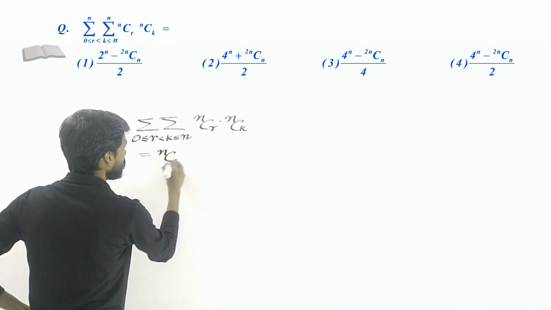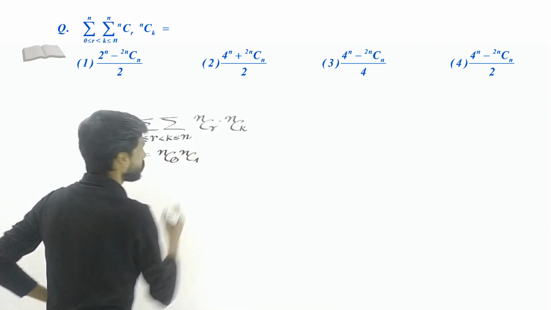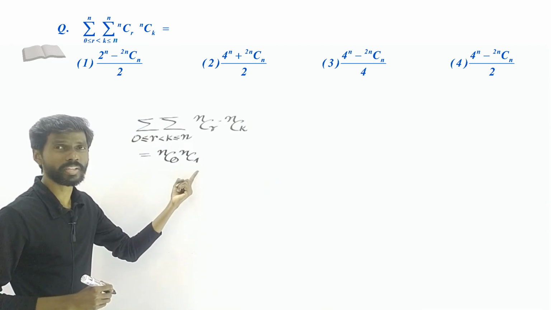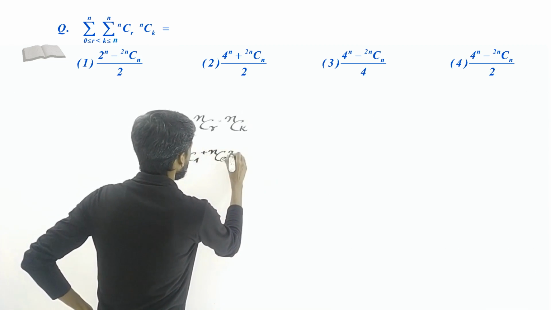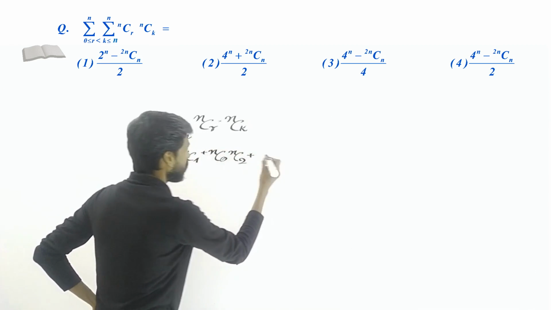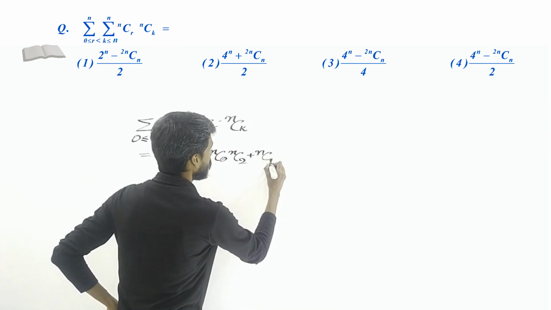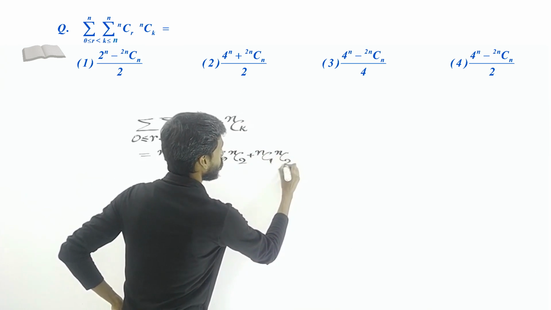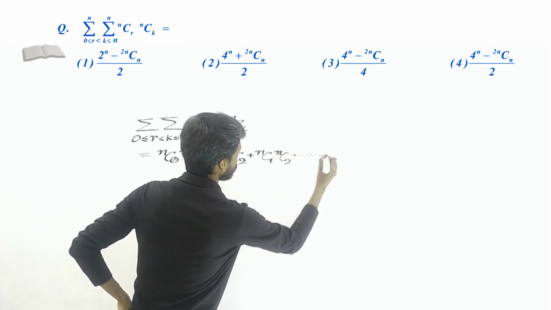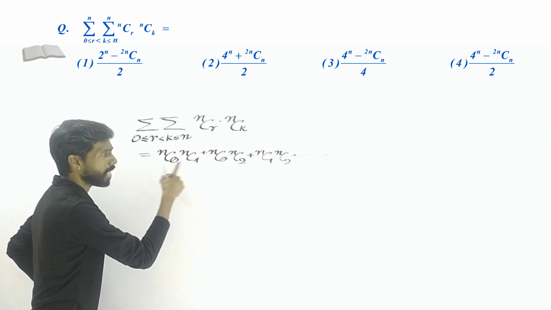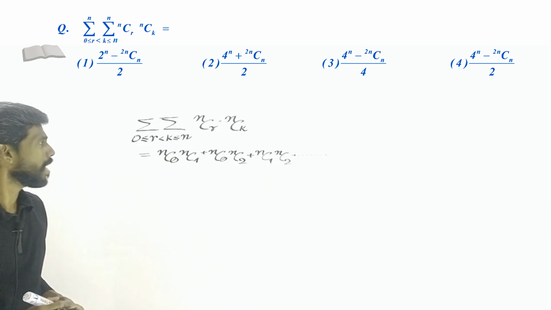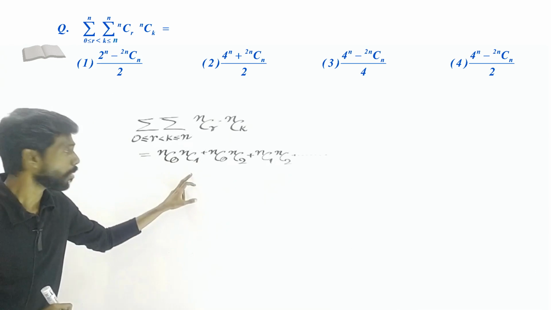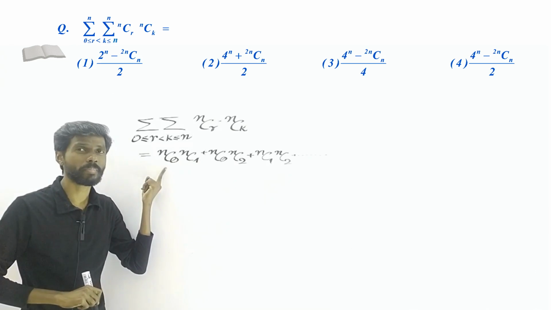See, first nC0, nC1. If R is 0, this is 1 only. It cannot start from 0. Next nC0, nC2, etc. Suppose R is 1, so nC1, nC2. Like that it will go on. These two values will never be equal and we cannot interchange this. These two are different values. Okay. Now it is like the product of two terms of the binomial, right?